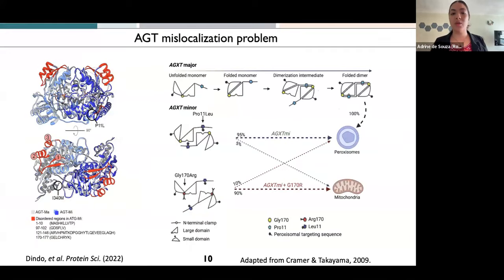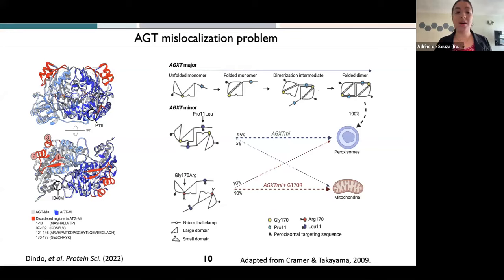And here I'm showing what is the main problem with AGT malfunction. It's actually mislocalization. So I'm showing you here in the left panel the dimerized form of AGT, and I'm highlighting in red some residues that are actually disordered in the minor allele.